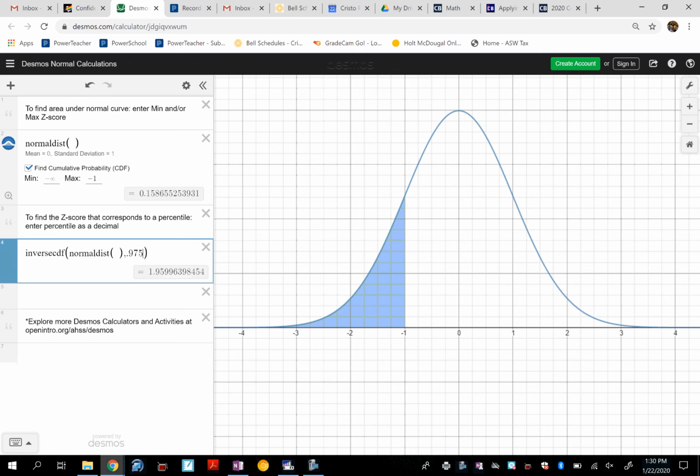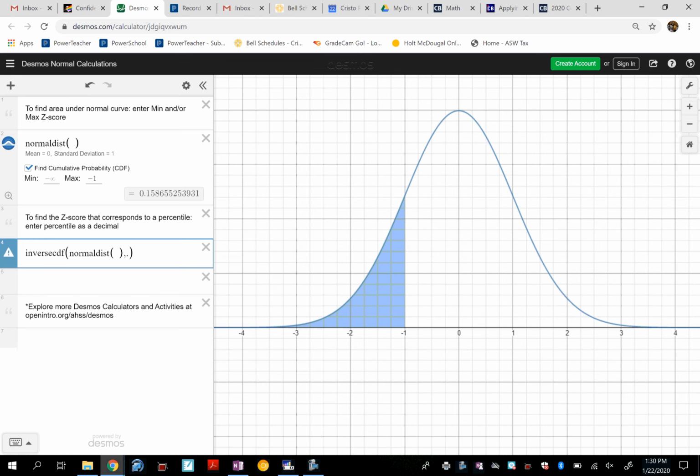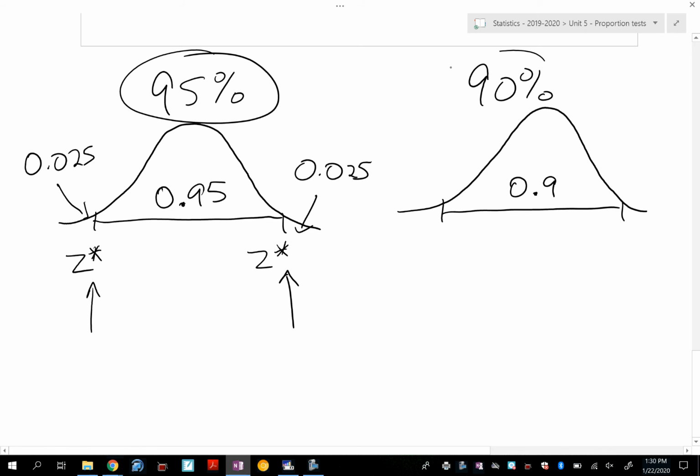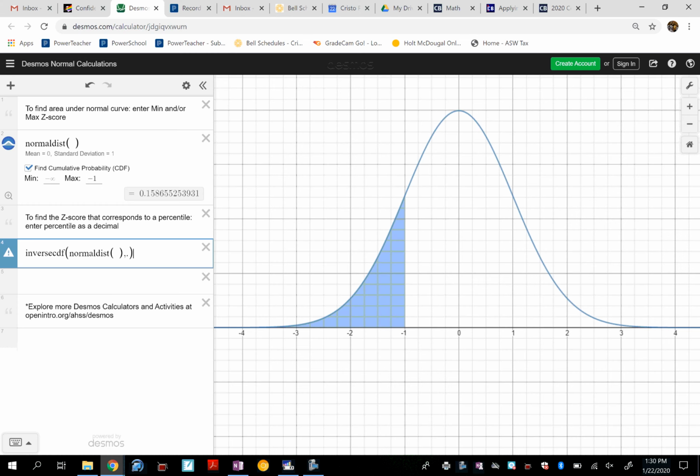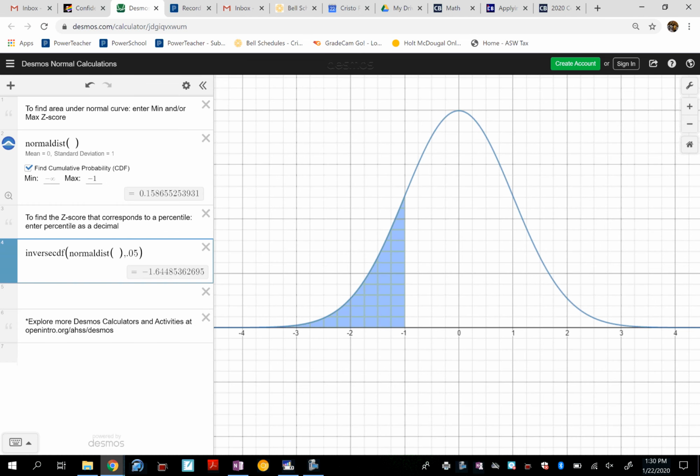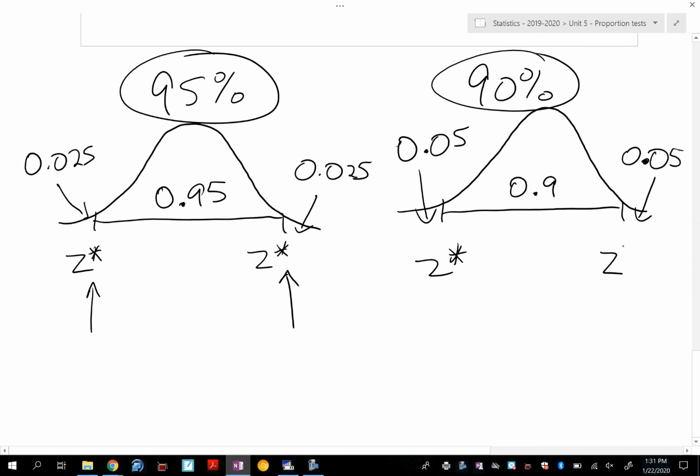So we can do the same thing with 90% confidence. If you look at the one on the right, 90% confidence, how much is in each tail? 5%, 0.05, because you have 10% split in two. So if you want to find the negative z star here, you'd plug in 0.05. You'll see 1.645. If you wanted to find the positive z star, you're going to type in everything to the left of that, which is 0.95.